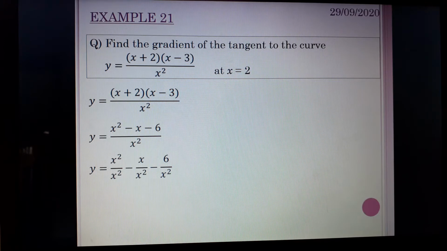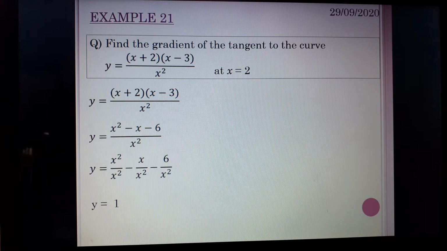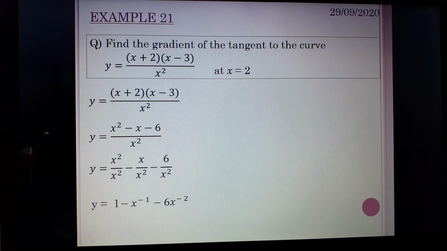So the first term, x squared divided by x squared, becomes a 1. And then the next one, when you're dividing your x's, you subtract your powers. So that middle term has a top. The top letter there, the x, has an invisible power of 1. So we're really just going to do 1 take away 2, which gives us a negative 1. So that's negative x to the power negative 1. And then the next one, take the x squared up to the top and make it an x to the power negative 2. So we have a negative 6 x to the power negative 2. Now that's us got our y expression already, now to differentiate.